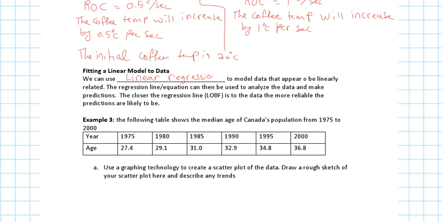To model data that appear to be linearly predicted. So the regression line or the equations can then be used to analyze the data and make predictions. The closer the regression line, which we call the line of best fit, is to the data, the more reliable the predictions are likely to be. What does this whole statement mean?